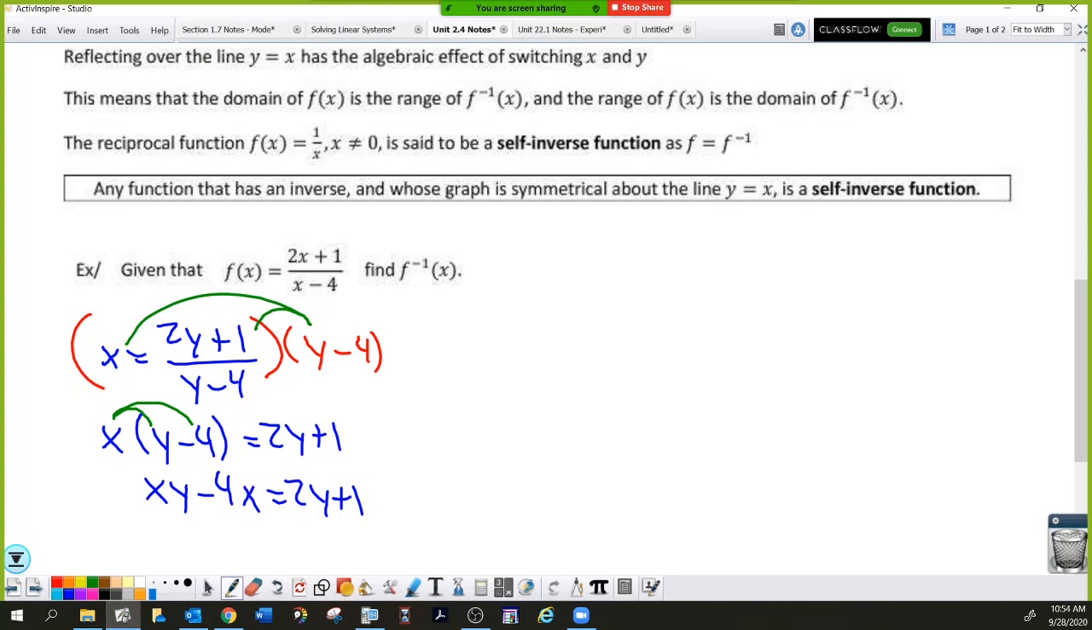You know, when you're trying to solve for a variable, you need to get all the instances of that variable on one side, right? Anything that doesn't have that variable needs to go to the other side. So we need all our y's on the same side, all our non-y's on the other side. So I'm going to subtract 2y from both sides, and I'll add 4x to both sides.